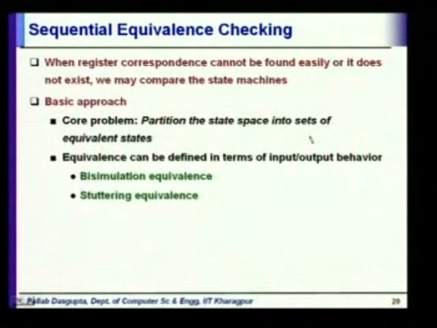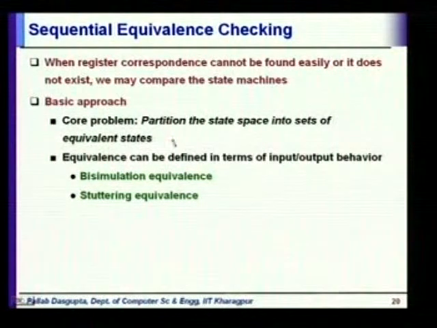Now, the thing that we have left out so far is the sequential equivalence checking when register correspondence cannot be found easily or it does not exist. Right? That's the case where we compare state machines. Now, remember that the state machine as such has several things. The number of flops that you need depends also on the state encoding. Right? The combinational logic depends on the state encoding, okay, and whether you have minimized it or not.